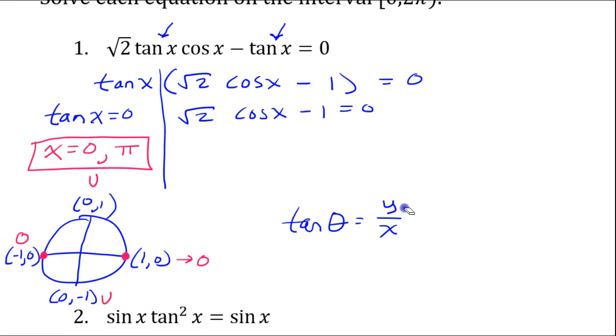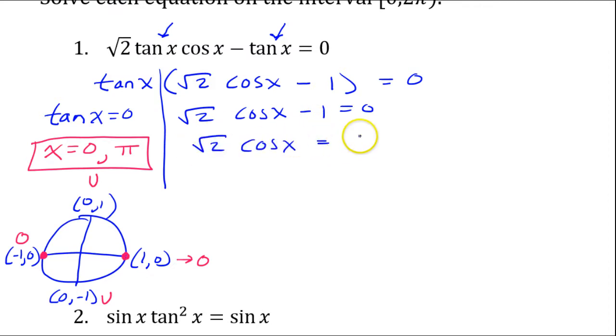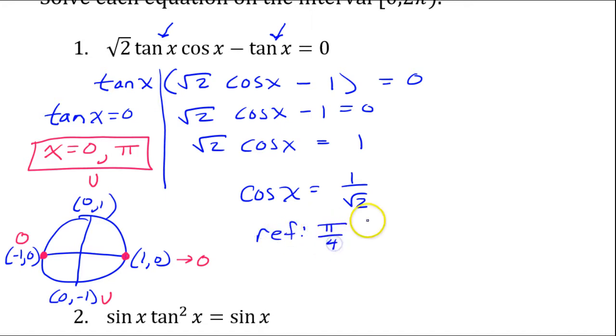Okay, now let's see what solutions I can get from the right-hand side. Adding 1 to both sides, I will have radical 2 cosine x is equal to 1. Dividing both sides by radical 2, I will have cosine x is equal to 1 over radical 2. Well, the cosine of what angle is equal to 1 over radical 2? We are talking about a reference angle of pi over 4. So I'm just going to say the reference angle is pi over 4.